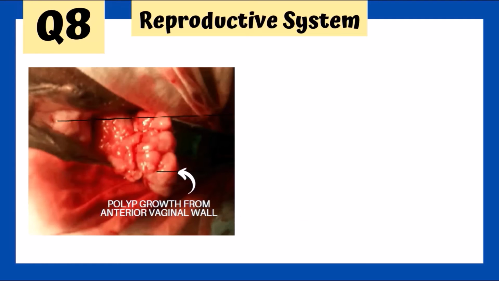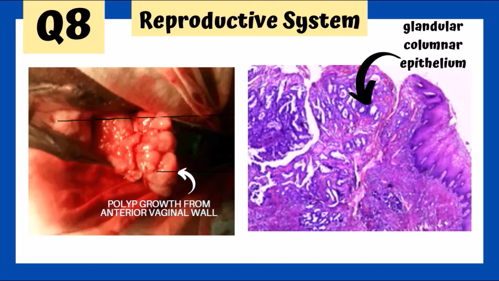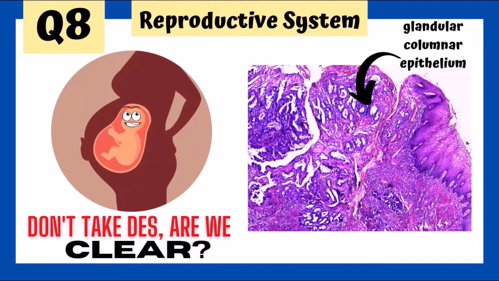You see a picture of the clear cell adenocarcinoma over here, and we see the glandular columnar epithelium associated with the adenosis, which leads to the clear cell adenocarcinoma in this picture. And here I have this little mnemonic. We have the baby inside the tummy, and she's saying to her mother, "Don't take DES, are we clear?" To remind us that clear cell adenocarcinoma is associated with DES. And the columns, really random to have columns inside the mommy's tummy, the columns remind us of the columnar epithelium leading to the adenosis and associated with clear cell adenocarcinoma.